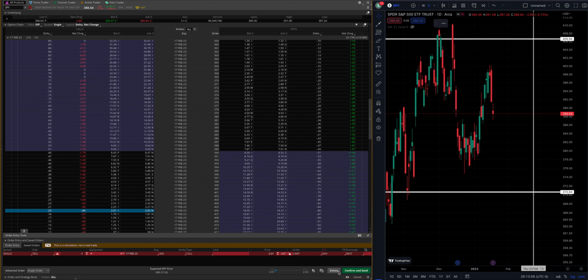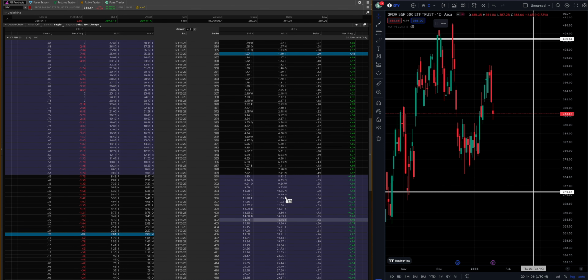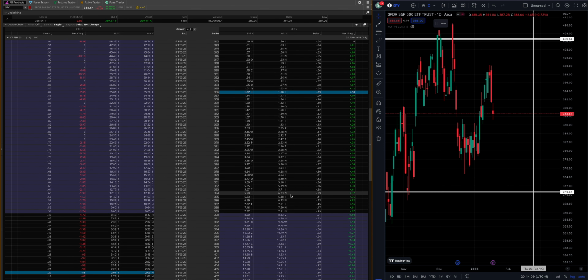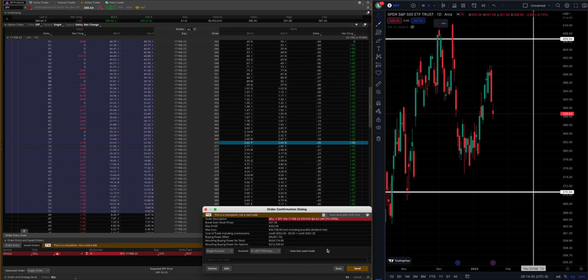Let's delete that. Let's go over to our put side, which is our puts are below the market, our 370s. So we're going to scroll up here. We're going to go to our 370, which is also a 20 delta. We're going to click that. Our puts are usually valued at a higher premium.